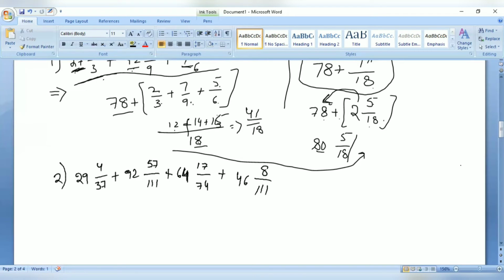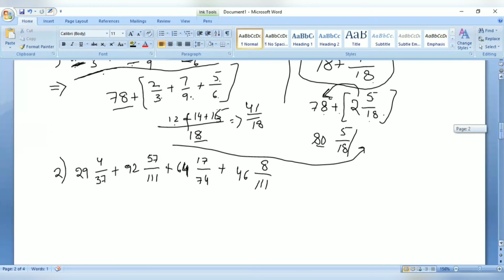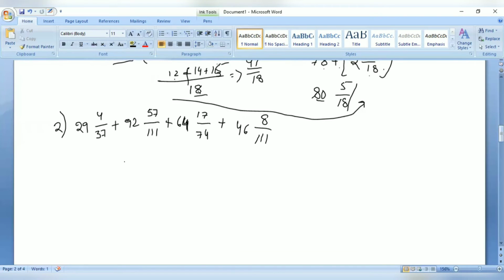First, what we need to do is forget about the fractions and add the values, that is 29, 92, 64 and 46. So first, 64 plus 46, what is the value? 70 plus 40 is 110. 110 plus 92: 110 plus 90 is 200, so 202. 202 plus 29 becomes 231. So 231. Now write all the fractions here.